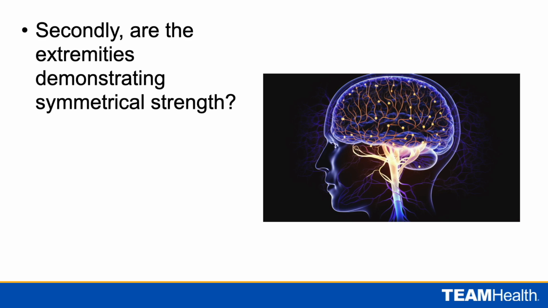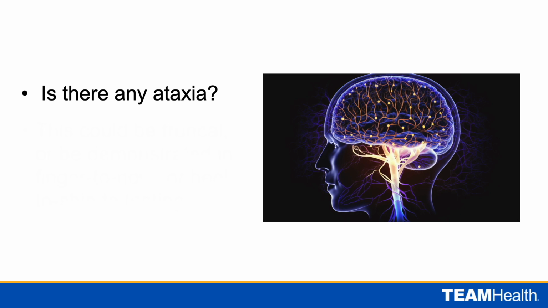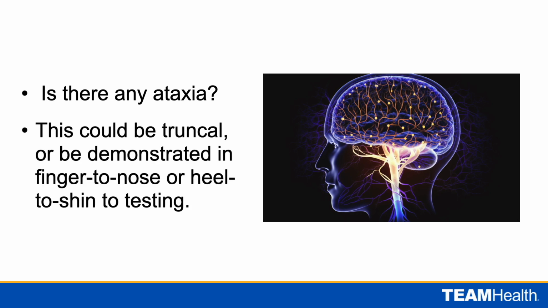Secondly, are the extremities demonstrating symmetrical strength? If not, is it because of a localized injury or disability, or is the cause something from the brain or spinal cord? Remember that not all causes of asymmetry are stroke, so be diligent in trying to determine the cause of unilateral or asymmetric weakness. Is there any ataxia? This could be truncal or could be demonstrated in finger to nose or heel to shin testing.